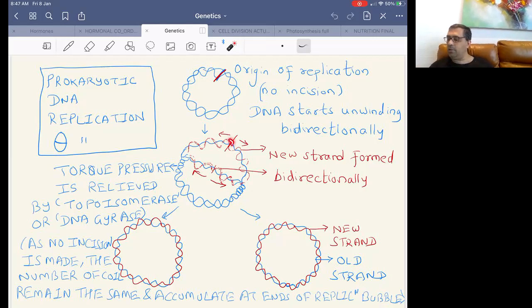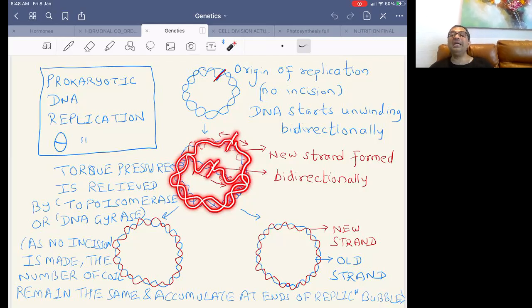And check this carefully. This is the old strand, looking like the Greek alphabet theta, and from the old strand, origin of replication, DNA polymerase. Which enzyme, sir? DNA polymerase will start supplying new nucleotides.